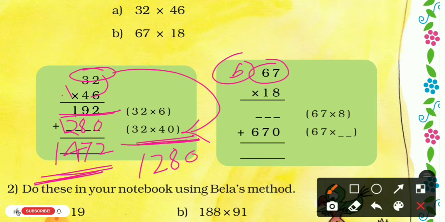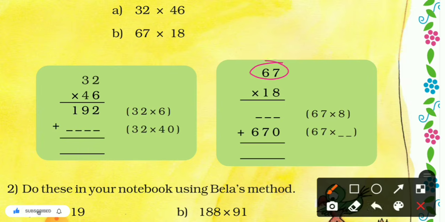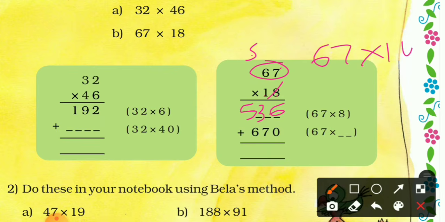67 multiply with 18. So first 67 will be multiplied with 8. So let's multiply it. 8 times 7 is 56. So 6 will be written here and 5 will be carried. Then 8 times 6 is 48. 48 plus 5 it is 53. Now 67 we have to multiply with 1, means 1 ten means 10. 67 multiplied by 10, so it is 670, which is already given here.